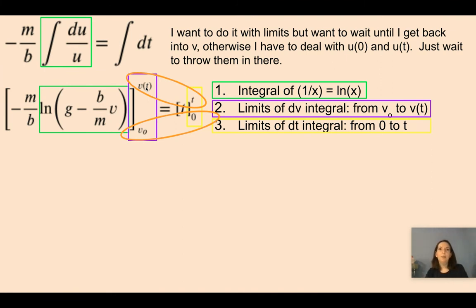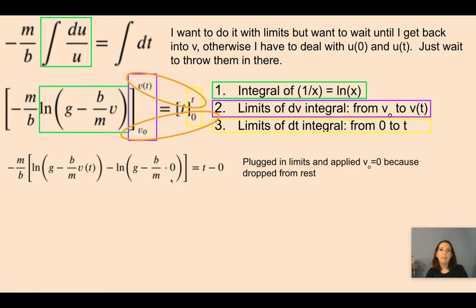Perfect. So now moving forward, I'm evaluating at my limits, and then of course subtracting. So this is my value at my top limit, v of t, minus my value at my bottom limit. Now, what did I do here? 0 instead of v naught because I dropped it from rest. So I can put in my 0 as my v naught there. So I plugged in my limits and I applied v naught equals 0 because I dropped it from rest. All right, next step. Oh, and what did I do to the right hand side? I just did t minus 0. Cool.